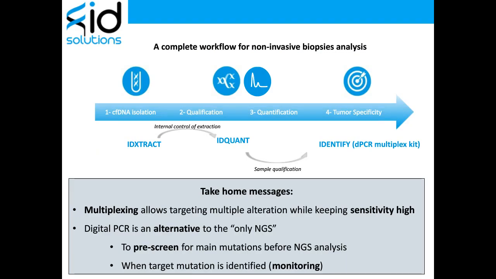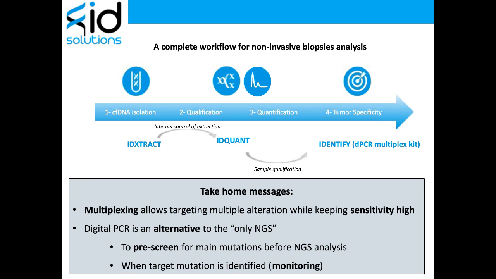So if I have to summarize this talk, what we propose at ID Solution with the Naica System platform is a complete workflow with an extraction process, which has quality control with an internal control of extraction, positive controls, an assay to quantify and qualify your samples using the internal control of extraction as a normalizer, and using the quantity of cell-free DNA to make sure that you have enough sample to perform your assay, and the identify that contains all the assays in the digital PCR multiplex kit that we developed.